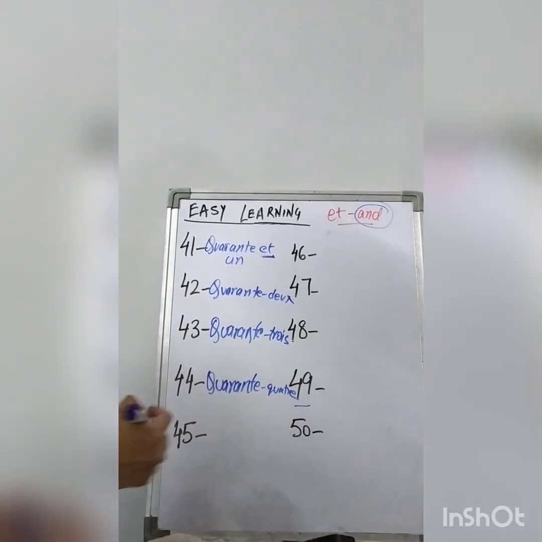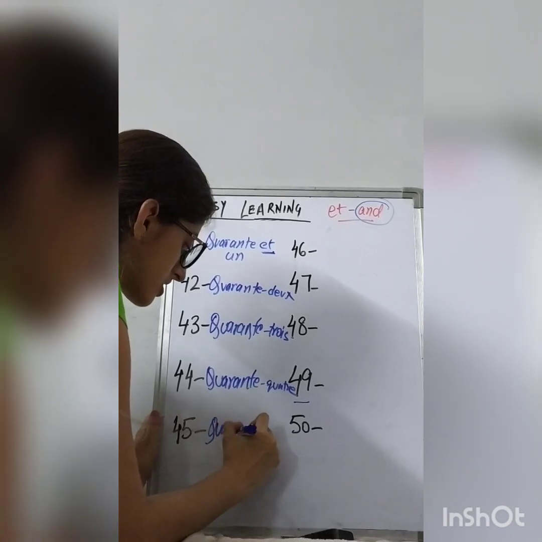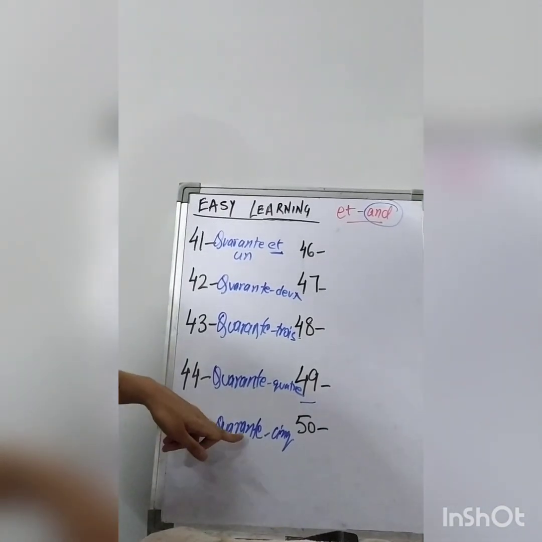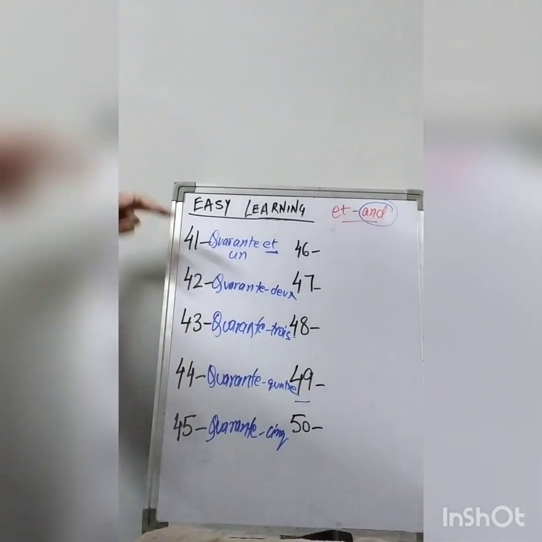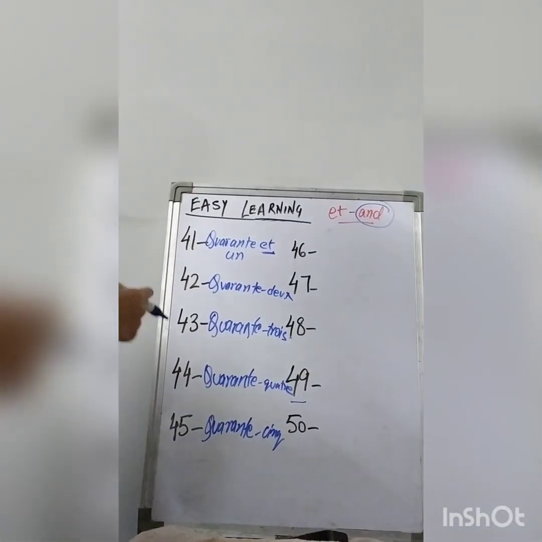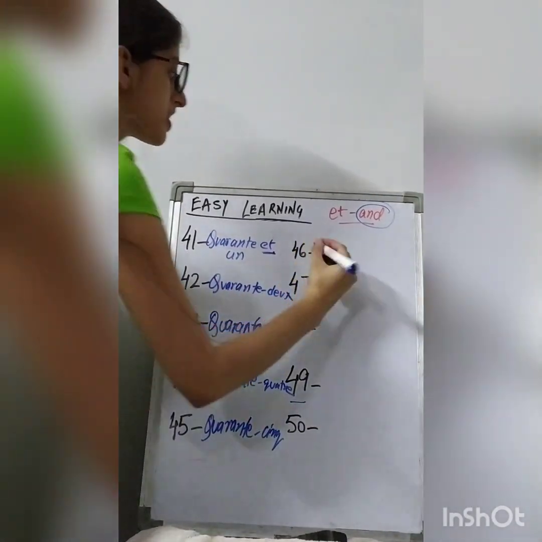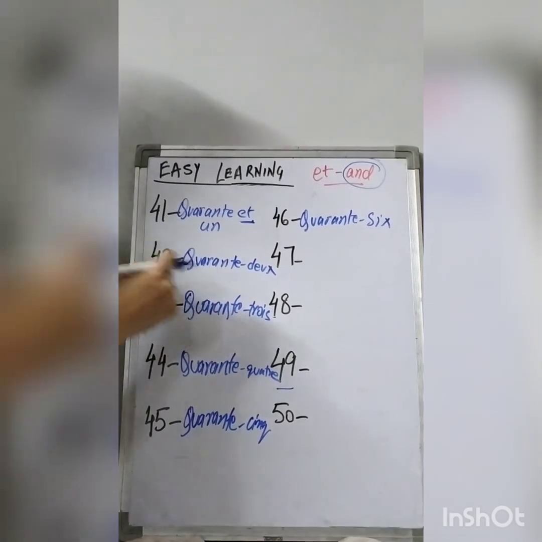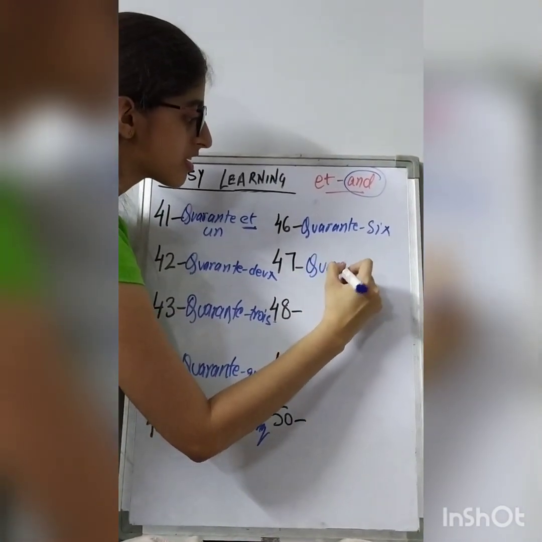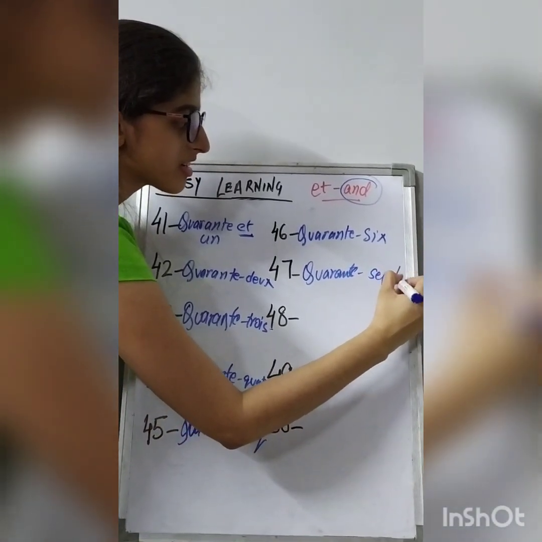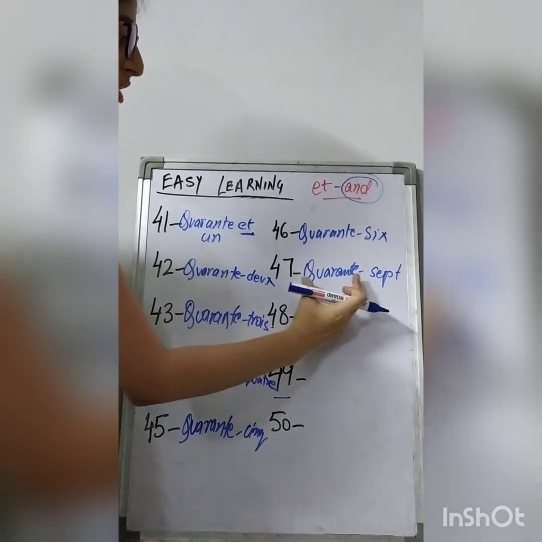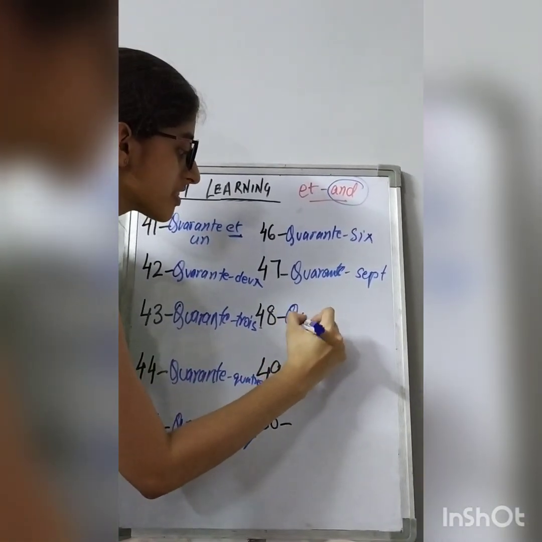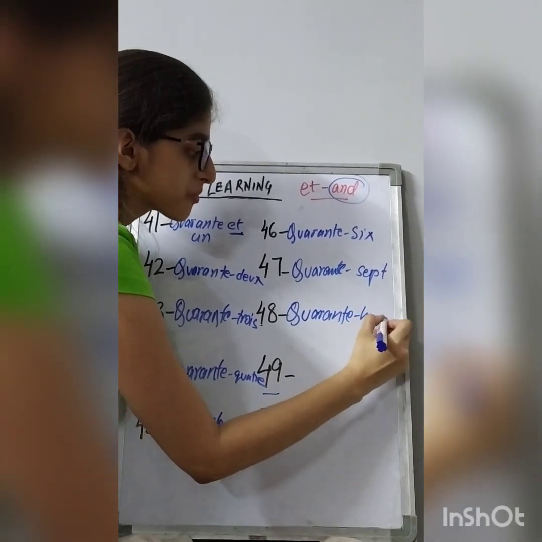Similarly, quarante-cinq, where quarante is spelled Q-U-A-R-A-N-T-E. Alright, so 41 to 45 we have the same order. Similarly, from 46 to 49 also we have the same order, which is quarante-six. In the order we have 47, which is quarante-sept. 46. The same base, right? Then we have quarante-huit, 48.